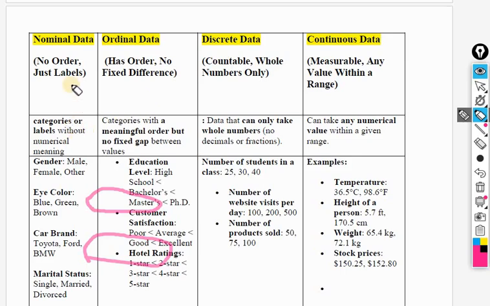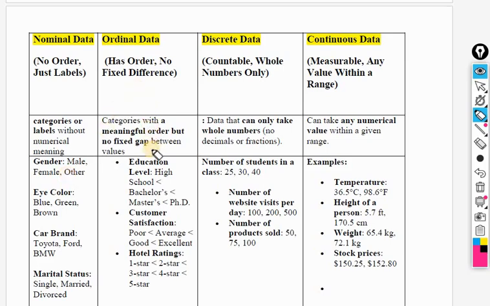What is nominal? Nominal means it has only categories or labels. It will not have any numerical meaning. For example, for male and female, you cannot measure in terms of numbers. So that's the meaning of nominal data.